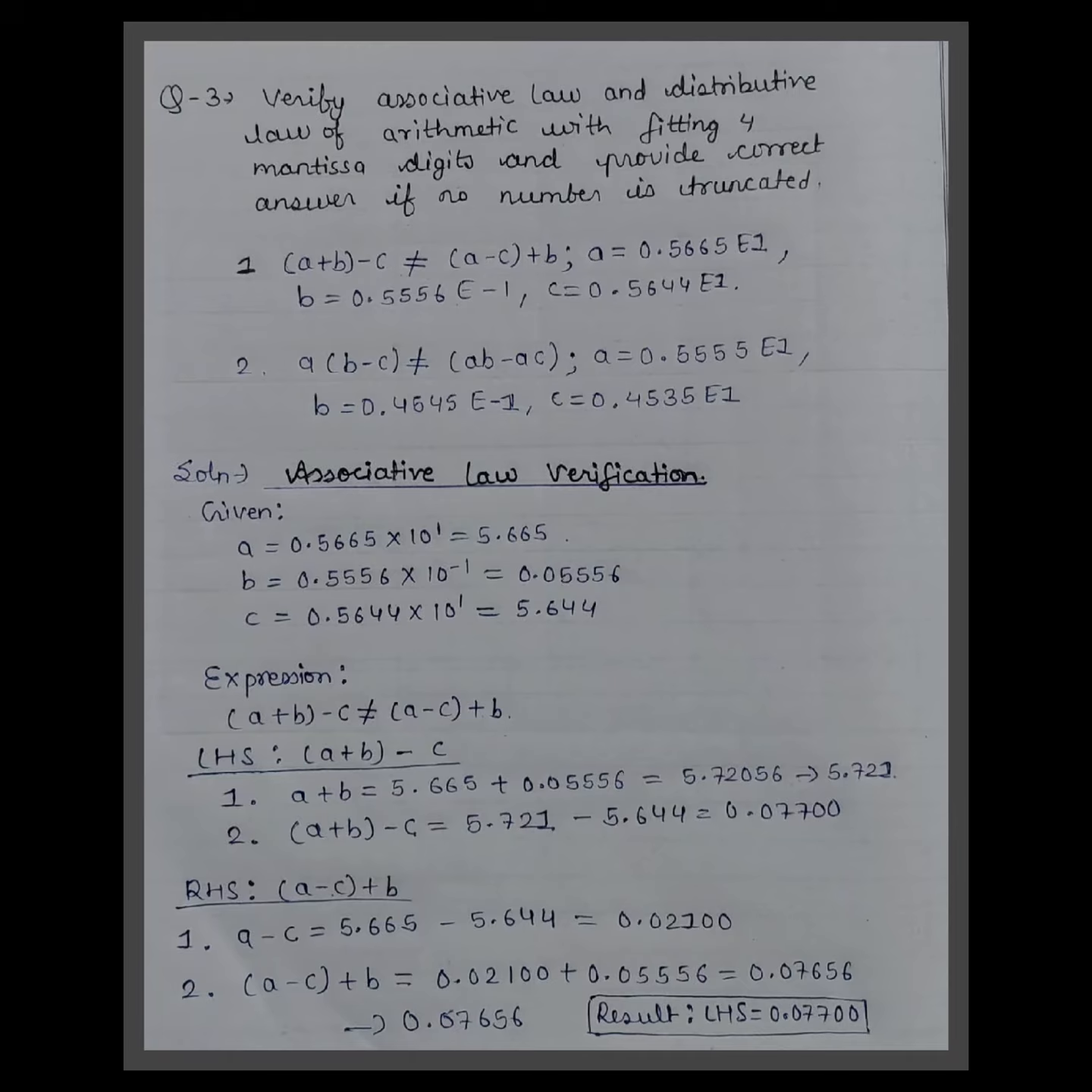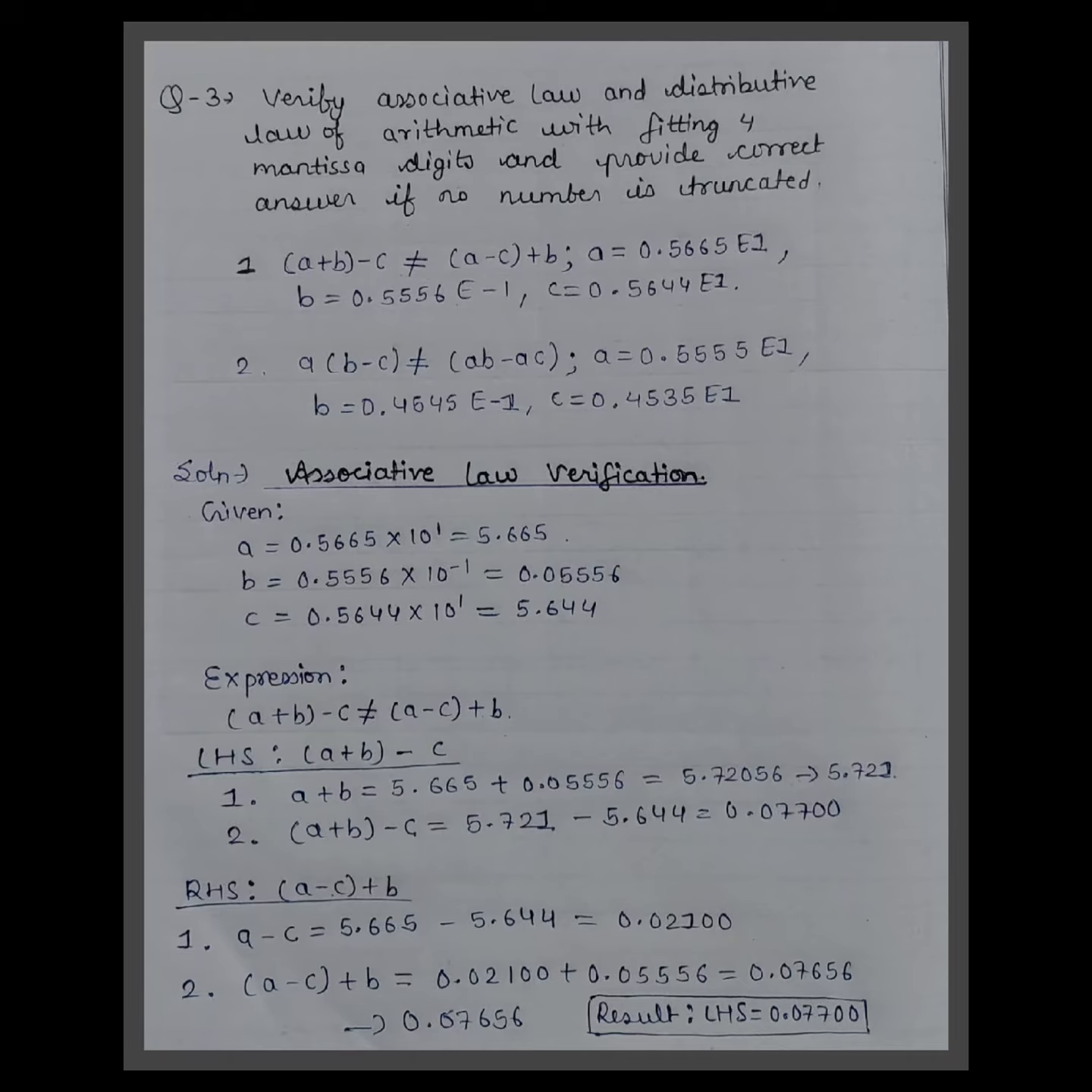Solution, associative law verification. We have the given values a, b and c and the given expression. Starting from the left hand side, (a plus b) minus c. First, a plus b equals 5.665 plus 0.05556 equals 5.72056, result 5.721. Second, (a plus b) minus c equals 5.721 minus 5.644 equals 0.07700.